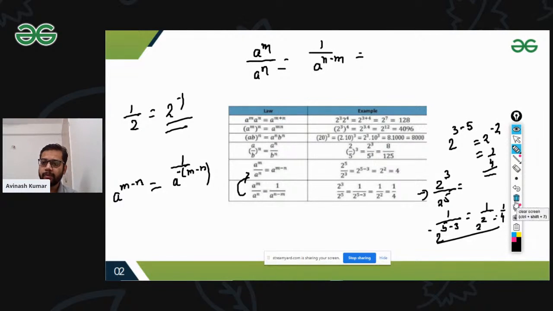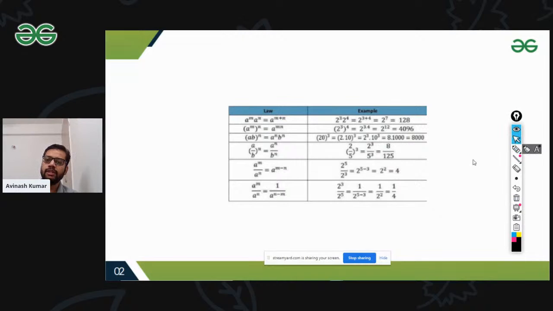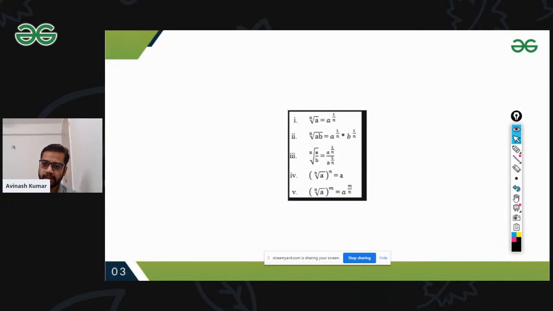This whole formula is used when you are doing any simplification part, so this is a very important formula. Now check this one, this is very important too. Lots of questions are asked on this. It's like if something is written like this, a and n.